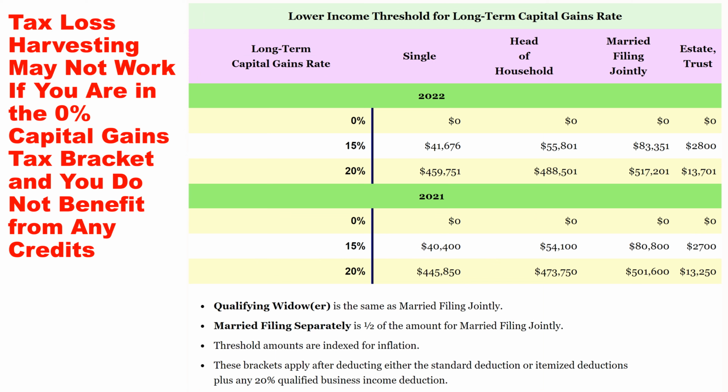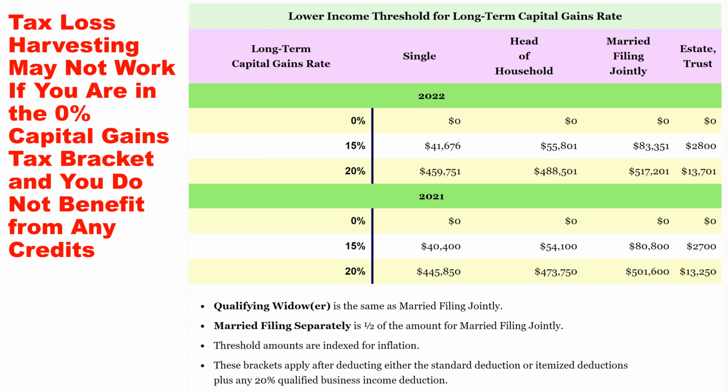Tax loss harvesting may not work if you have only long-term capital gains or qualified dividends to offset and you are in the 0% capital gains tax bracket. Here you can see the long-term capital gains tax brackets for 2021 and 2022. The dollar amounts are the lower limits for each bracket, for each filing status, or for estates and trusts.